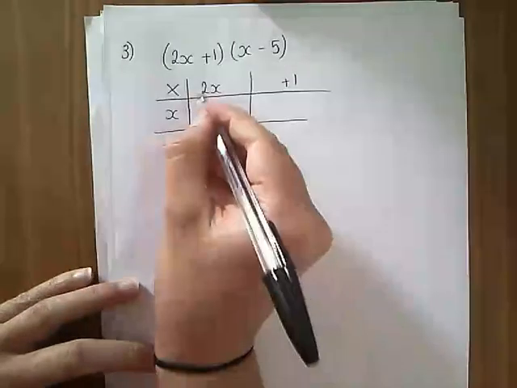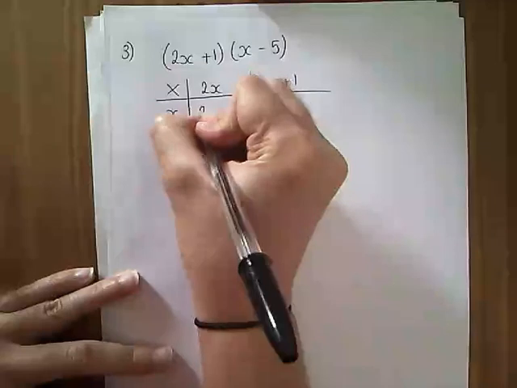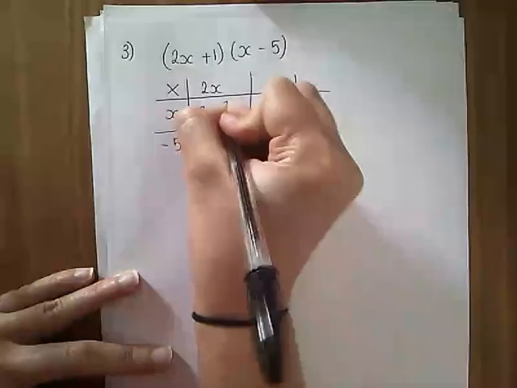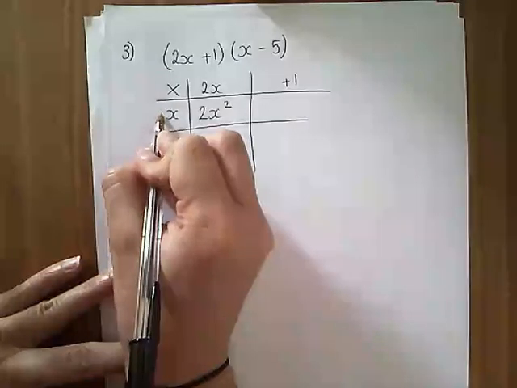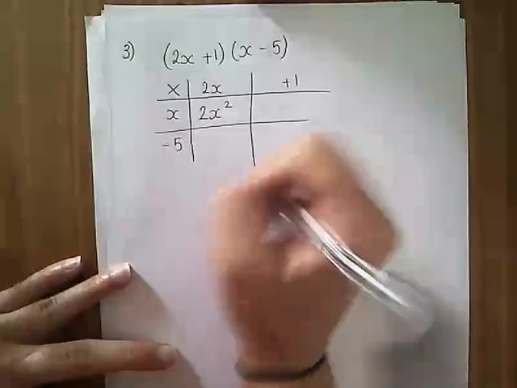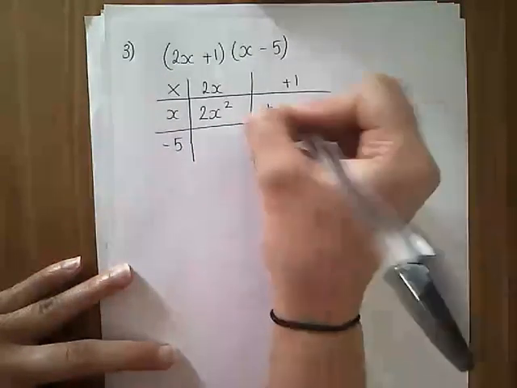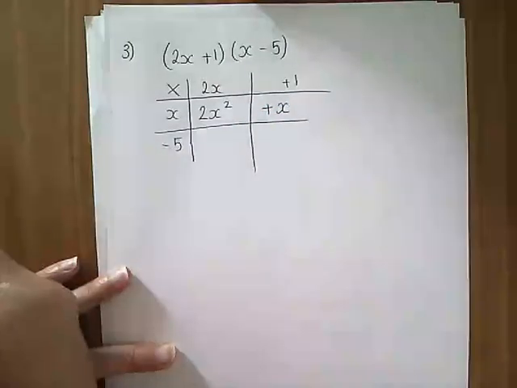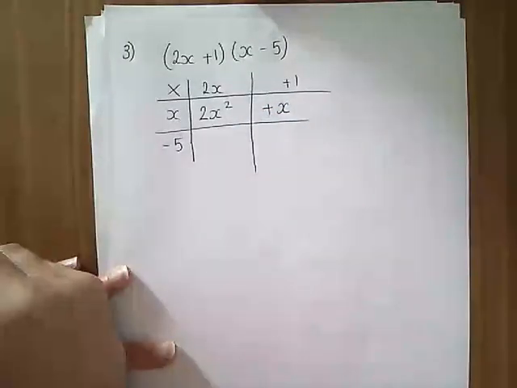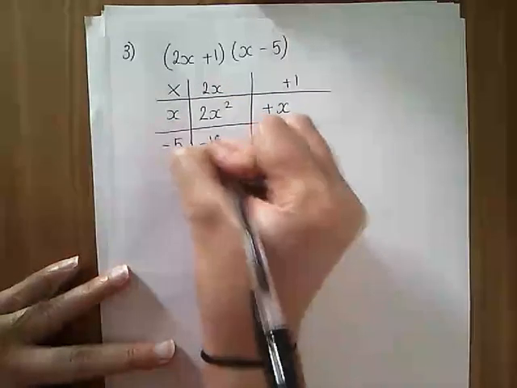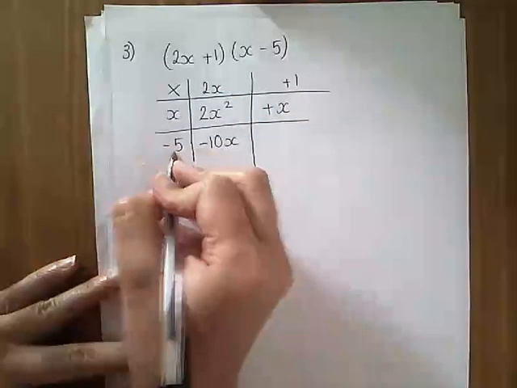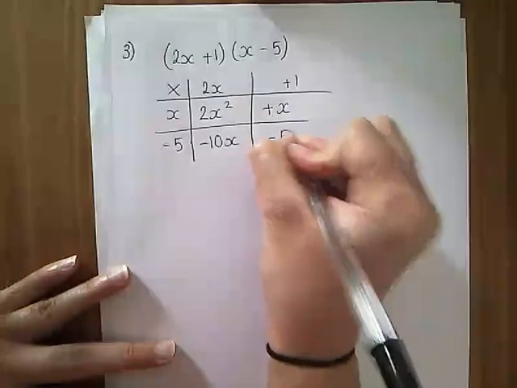Right, 2x times x, 2 times 1 is 2, x times x is x squared, so it's 2x squared. Don't forget there's a little 1 here, an imaginary 1. x times 1 is 1x. Now we wouldn't really write 1x, we'd just write x on its own, okay? But if you did write 1x for now, that's absolutely fine. Minus 5 times 2x is minus 10x, and minus 5 times 1 is minus 5.